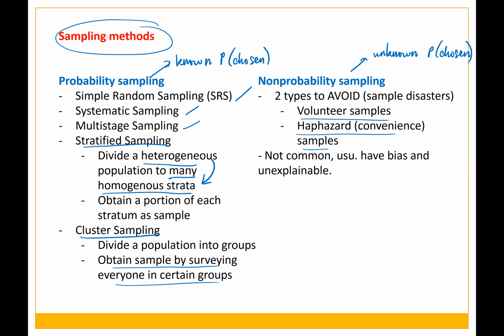Volunteer samples usually come from people who voluntarily answer our survey, and obviously that's not going to capture the entire population. Haphazard samples is where you take a sample by convenience, and it might not represent the big picture, it's just for our convenience to take a small portion of the population. It's not common, usually it's biased and unexplainable.